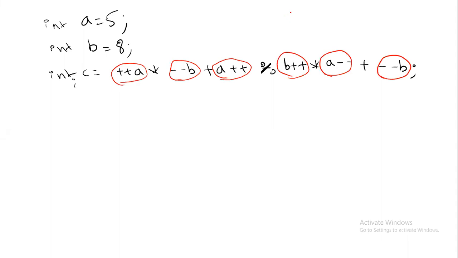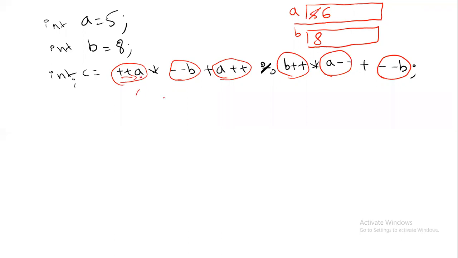Memory for a, I'll write 5 here. Memory for b is 8 here. I'm coming from left to right. Am I seeing the a value first, or the plus plus? You are seeing the plus plus first, which means first increment the value of a, 5 to 6. Plus plus is done. Then a value you are seeing, a value is 6. Multiplication as it is, other operator as it is. Minus minus of b you are seeing, so first decrement the value of b from 8 to 7.